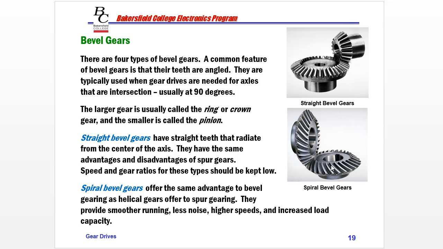Now the spiral bevel is like a helical gear. They're cut at a helical angle. They're also beveled, and they offer the same advantage as helical gears offer to spur gearing. So they're a lot less noisy, they provide a much smoother engagement, higher speeds, and increased load capacity on the spiral bevel.